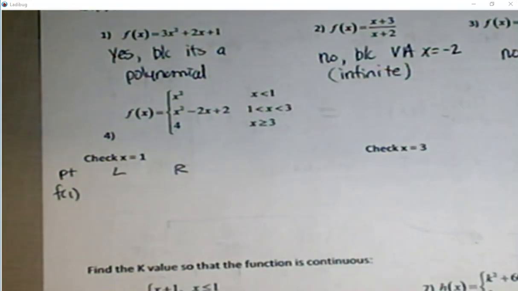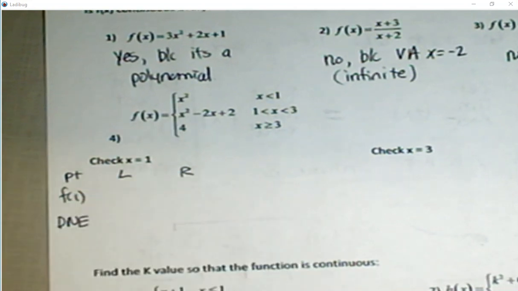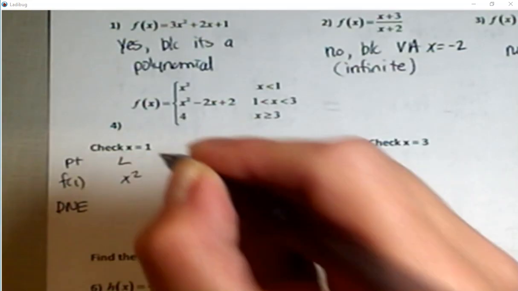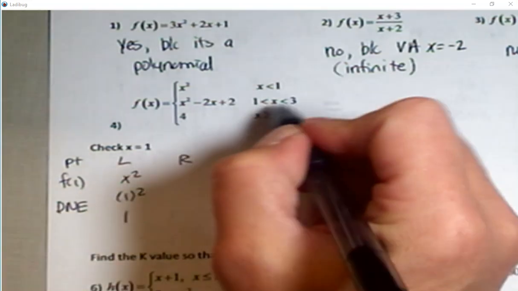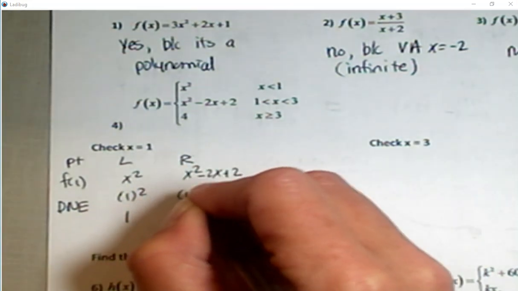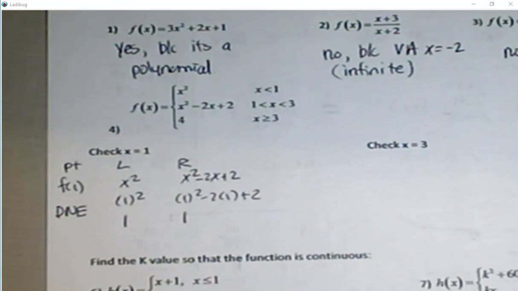Oh, look. It doesn't actually exist. There's actually no point. So this does not exist. Notice how 1 is not included in the domain. Okay, so the left comes from the x squared part, which is 1 squared, which is 1. The right comes from this part, which is 1. And then the conclusion comes from comparing them.